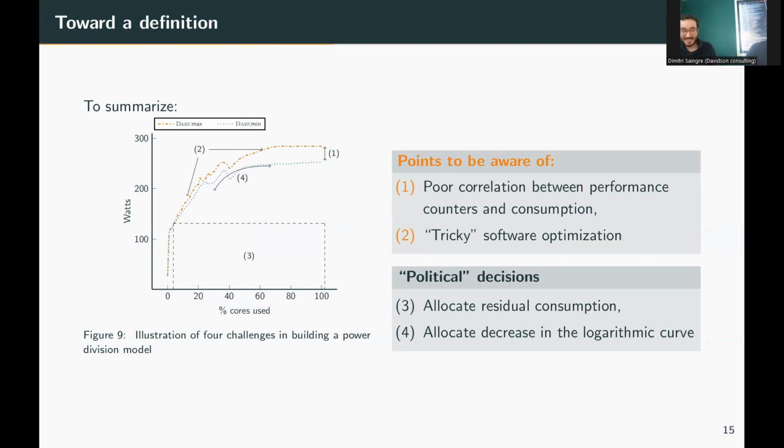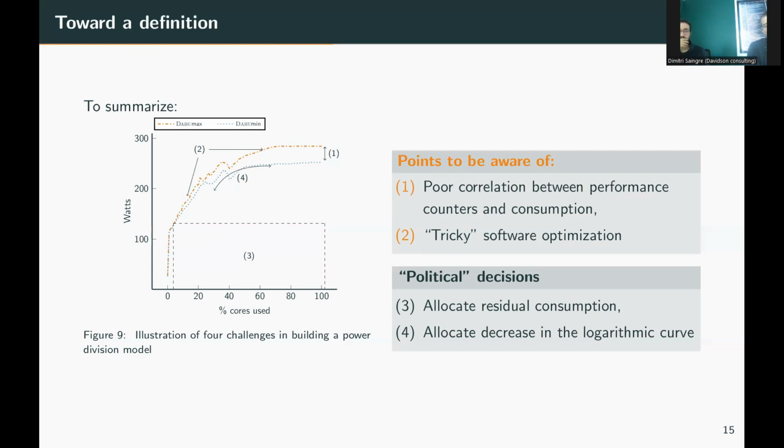So there are 4 points. You have poor correlation between performance counters and consumption. Because the energy consumption is dependent on the context, you can't really do software optimization, because you will see some increase in your consumption that is not related to your application, but to the deployment context. And there are also two political decisions: on what do you do with the residual consumption, and who is responsible for the decrease in the logarithmic curve.